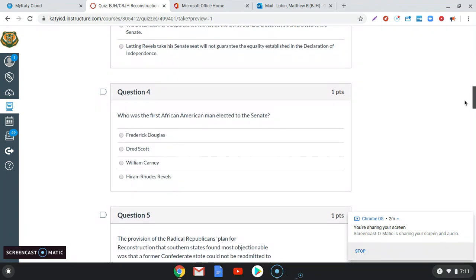Question 4. Who was the first African American man elected to the Senate? Frederick Douglass, Dred Scott, William Carney, Hiram Rhodes Revels.